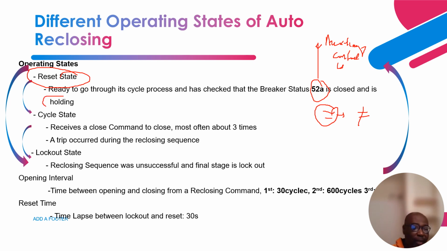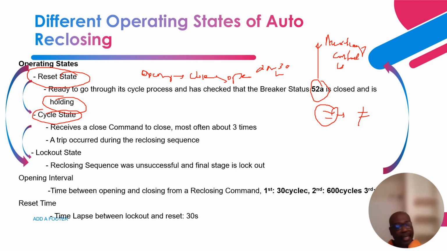That means that the breaker is holding, and it is closed. So the recloser is ready to go through its sequence of open, close, open, depending on the number of reclosing sequence that you have programmed, whether it is 2 or 3, before it locks out.